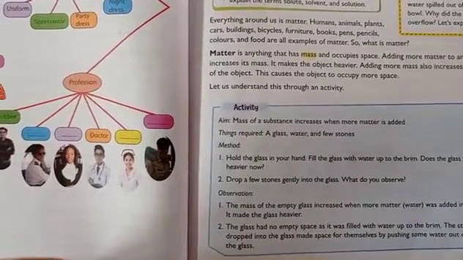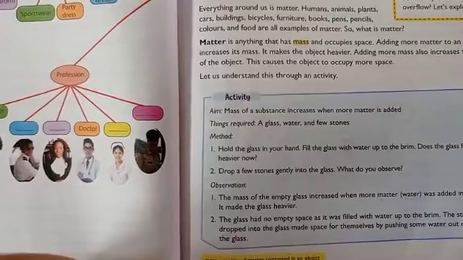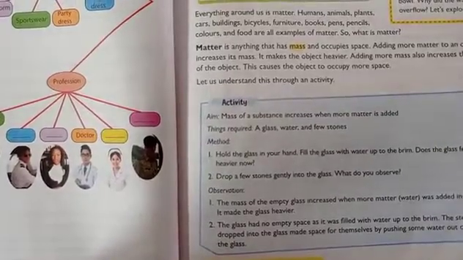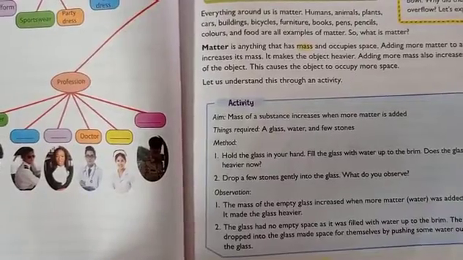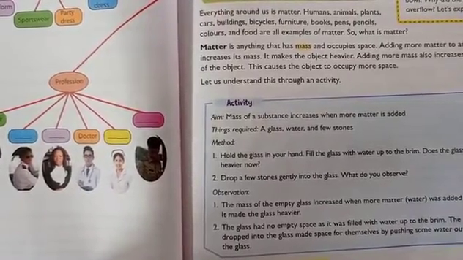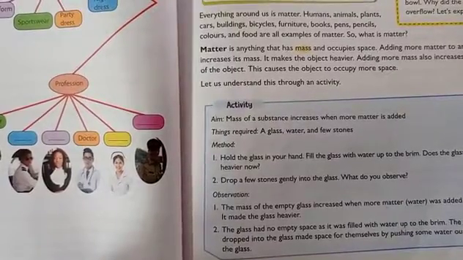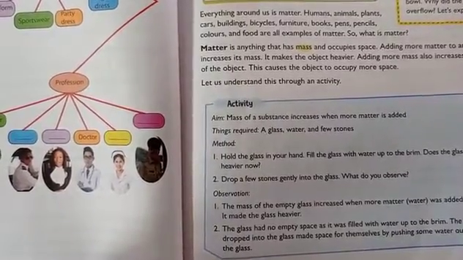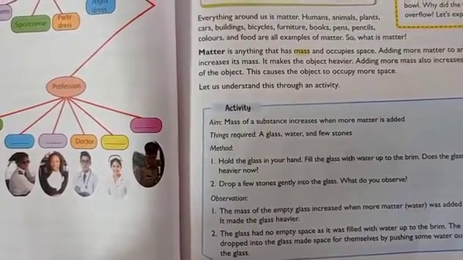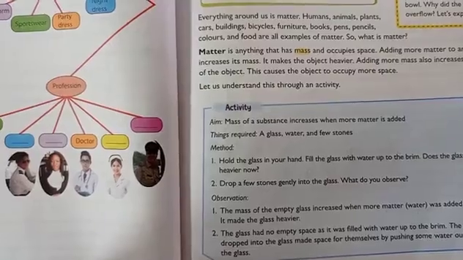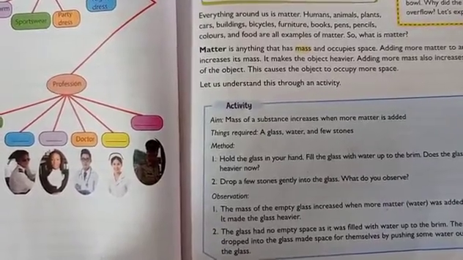Okay, now let us understand this through an activity. Here is an activity. The aim of the activity is to show that the mass of a substance increases when more matter is added. Now, what things do you require to perform this activity? A glass, water and a few stones. Now, what method do you have to follow?